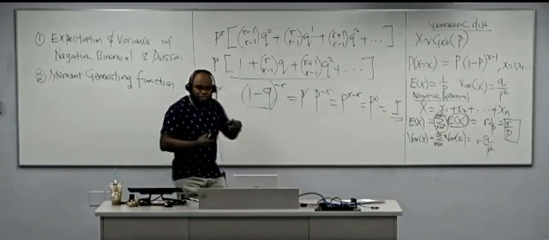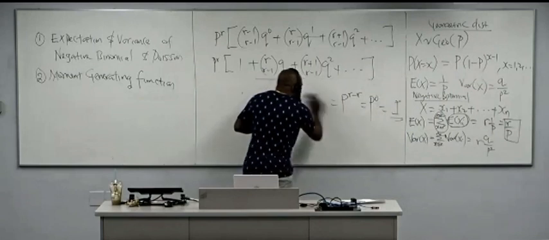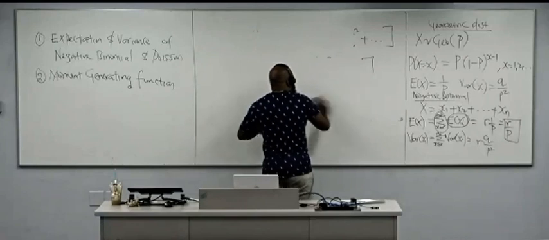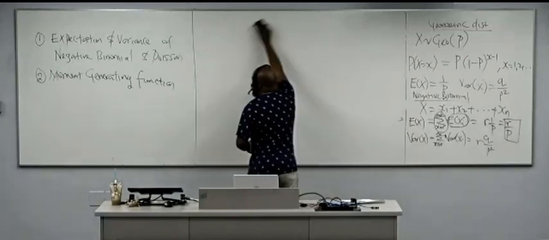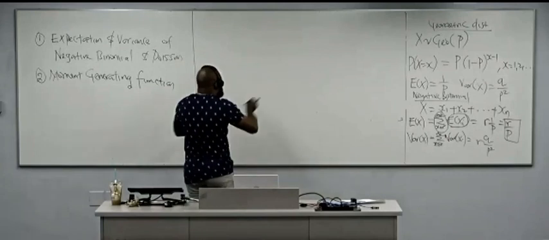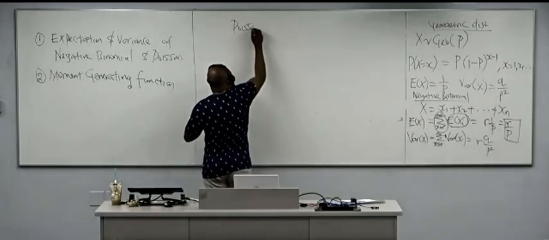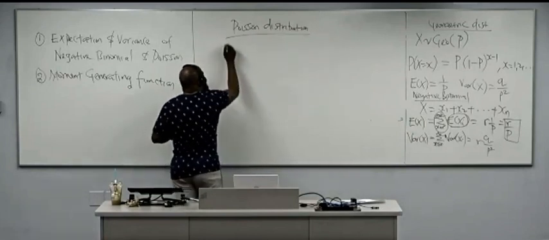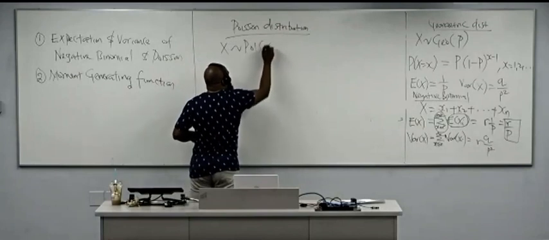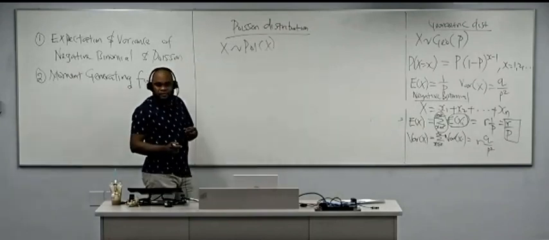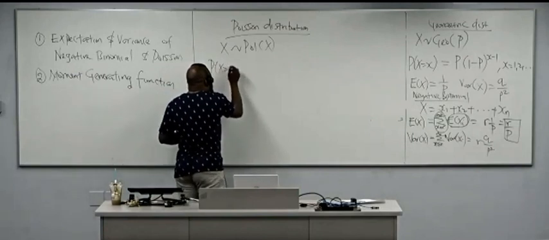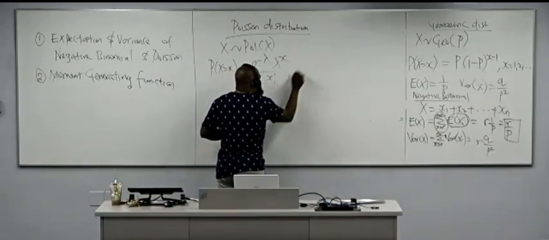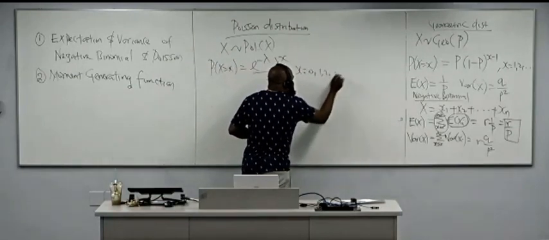Now, the next thing I want to do before I go to moment generating function is the Poisson distribution. If anyone wants to ask a question, please, if you get stuck, let me know, sir. Now, for the Poisson distribution, if x follows Poisson with parameter lambda, the probability of x is e raised to power negative lambda, lambda raised to power x over x factorial, x starts from 0, 1, 2, all the way.